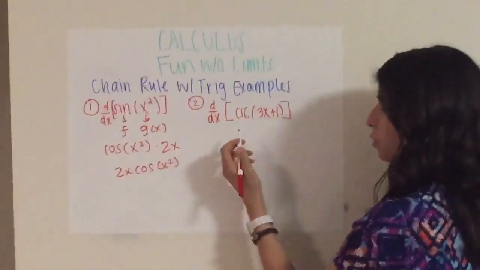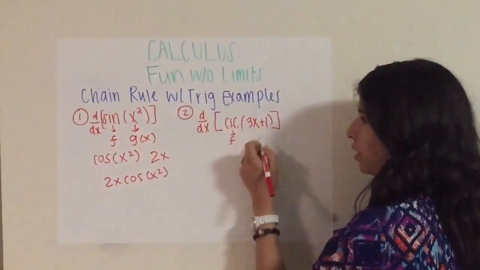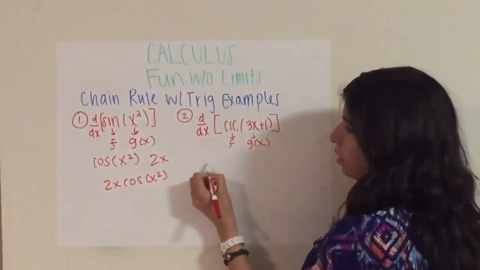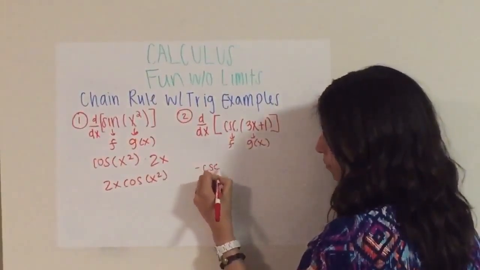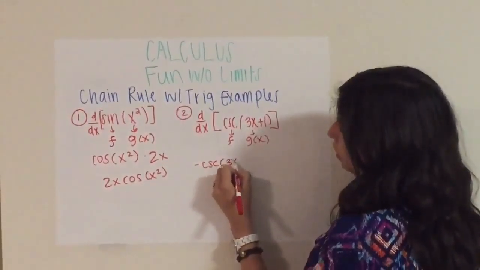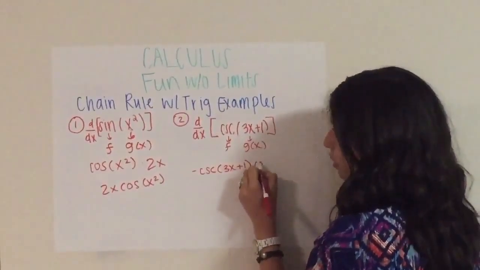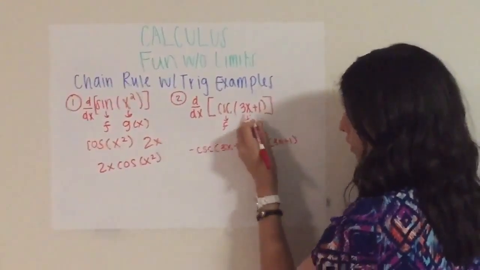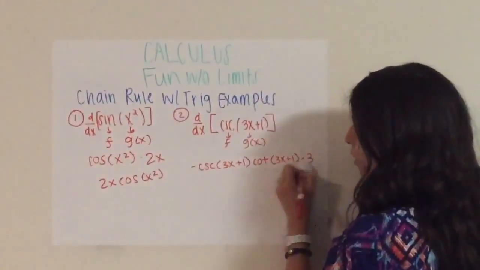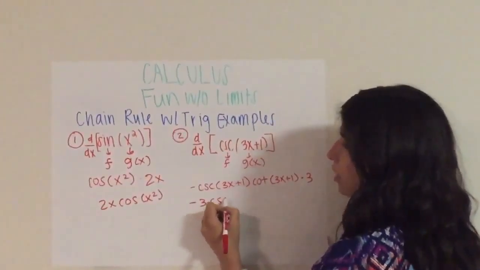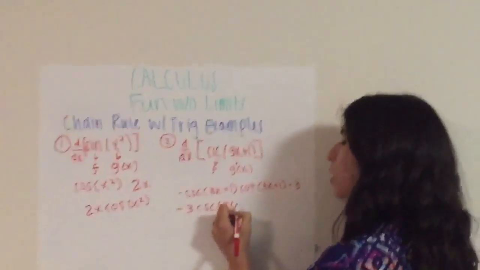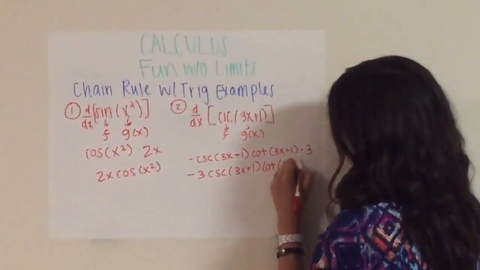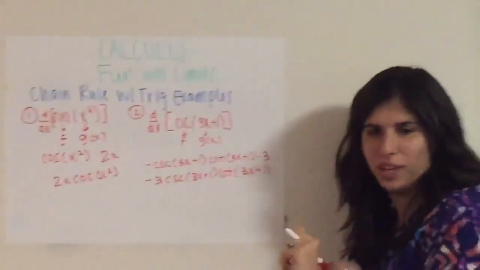Our next example, we have cosecant as f, and then 3x plus 1 is g of x. When you derive cosecant, you're going to get negative cosecant 3x plus 1 times cotangent 3x plus 1, and then times the derivative of the inside, 3. So then you're just going to have negative 3 cosecant 3x plus 1 cotangent 3x plus 1. And that is the chain rule with trigs.